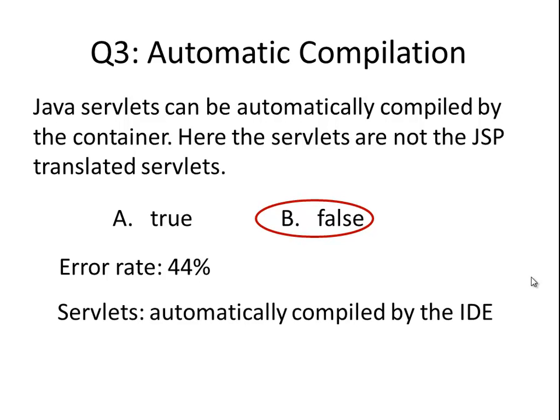So let me explain it. Servlets, we know, are automatically compiled by the IDE. So you may have the experience. You never need to manually compile servlets. So then you may automatically assume they are compiled automatically, but by what? Which component compiles the servlets? That's the main issue. So here, the correct answer is by the IDE. Not by the container. By the container, that is wrong. So automatically compiled, this part is correct, but you need to look at by what.